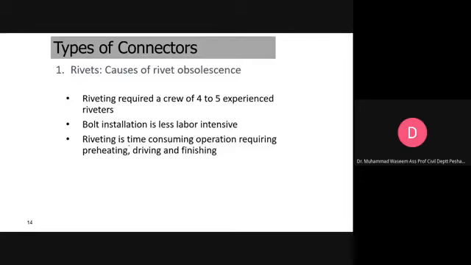Now riveting is obsolete because, as I told you, riveting requires skilled labor. Riveting required a crew of 5 to 7 experienced riveters. On the other hand, we have shifted from riveting to bolts. Bolt installation is less labor intensive compared to rivets. Riveting is a time consuming operation requiring preheating, driving, and finishing. That's why we have now shifted to bolting.